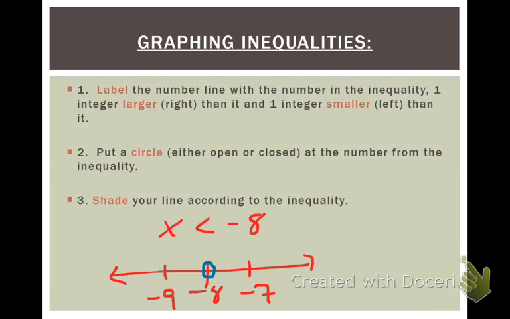Now, there are a lot of different ways to do this. The easiest way to do this is just to read the inequality. x is less than negative 8. Where are the numbers that are less than negative 8? To the left or to the right? To the left.